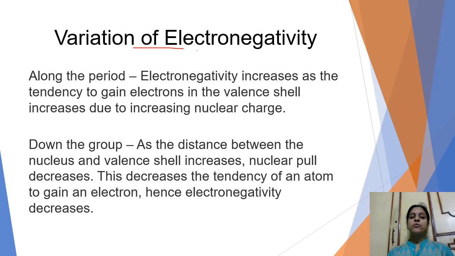So if we are talking about this property, along the period it goes on increasing. Why? Because the tendency to gain electrons in the outermost shell goes on increasing. As non-metallic character goes on increasing, electronegativity also automatically goes on increasing. Whereas when we are talking about down the group, metallic character goes on increasing, and that's why we can say the electronegativity decreases in this case.